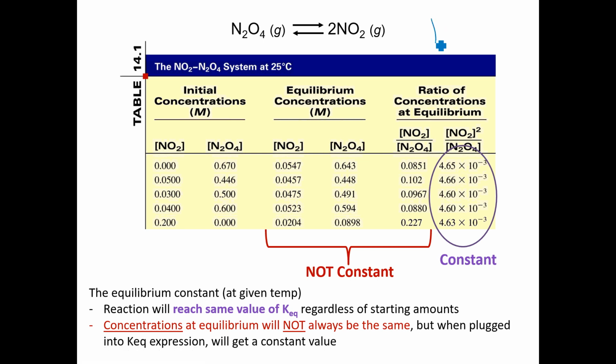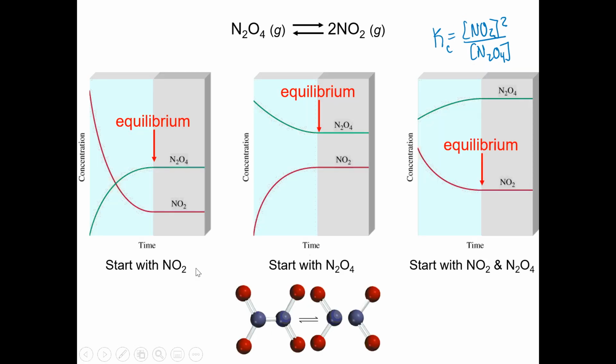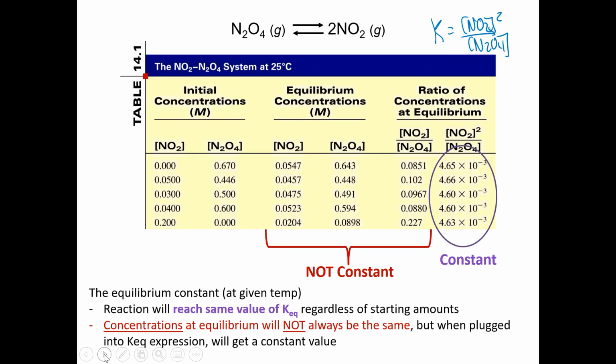So like for this reaction, if we take the product squared divided by the reactants, we will end up with the same value when these reactions reach equilibrium, no matter what we're starting with. No matter if we're starting with all reactant, all product, some mixture, that ratio of product squared divided by reactants will always be constant. Hence the idea of the equilibrium constant.